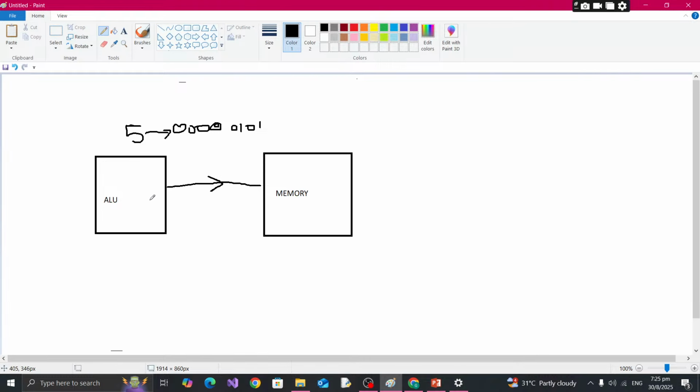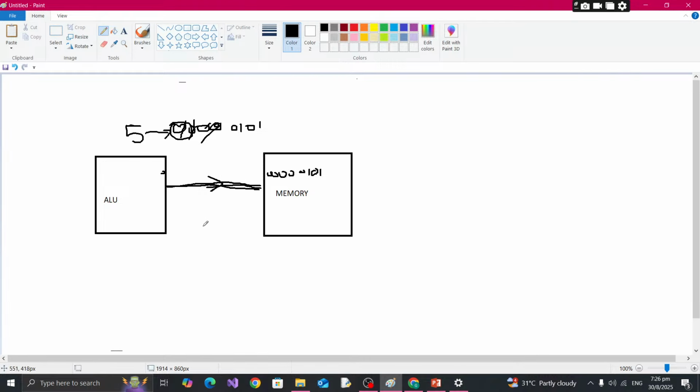If this ALU wants to transfer this data from ALU to my memory, we have only this one wire. Using this wire, it has to send the data. Let us consider for sending one bit, it will take 1 second. First, it will send 0 from here to here. Then it will send this 0, then this 0 and so on. So it will take totally 8 seconds to send this data from ALU to memory.